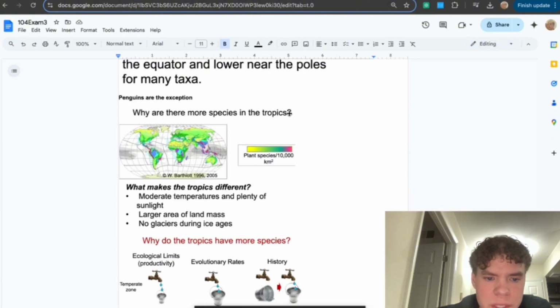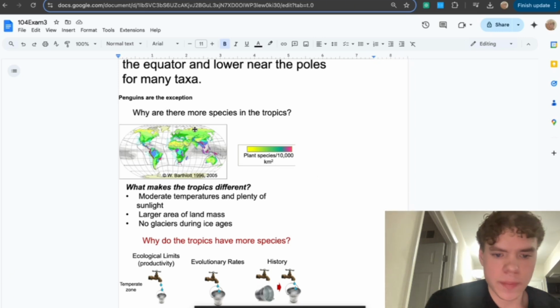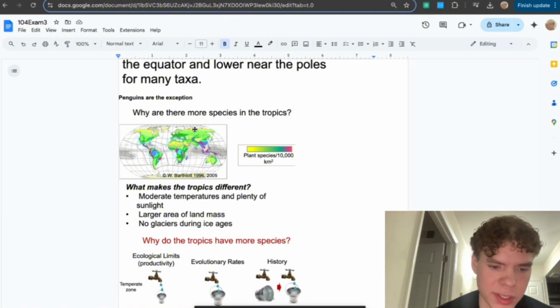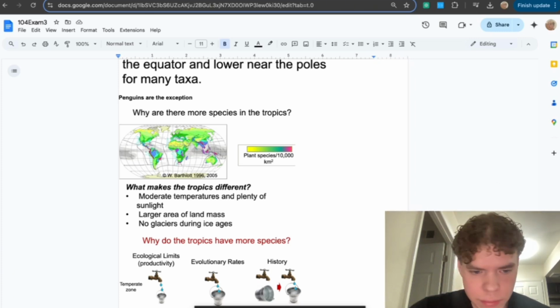Why are there more species in the tropics? If you look at Antarctica, there's barely any species. Closer to the North Pole, there's barely any species. What makes the tropics different? Moderate temperatures and plenty of sunlight, larger area of land mass, no glaciers during the ice age. A bunch of factors.